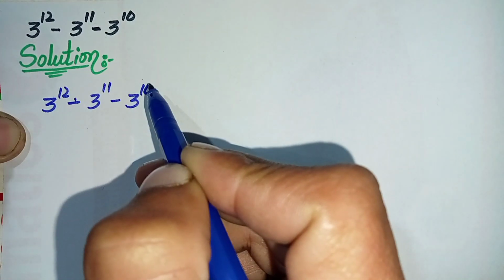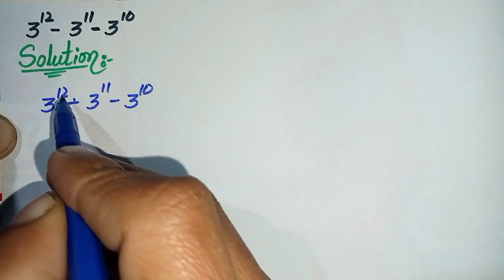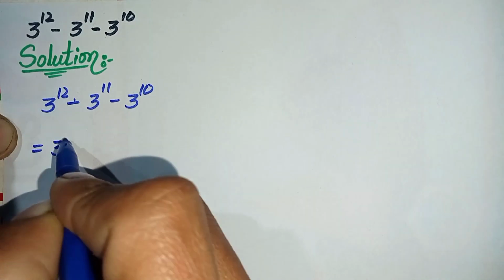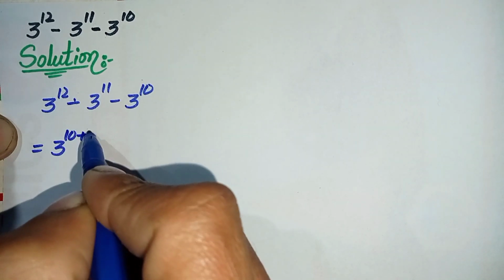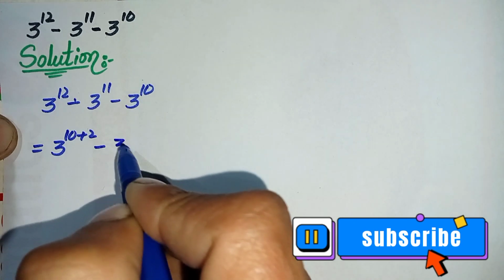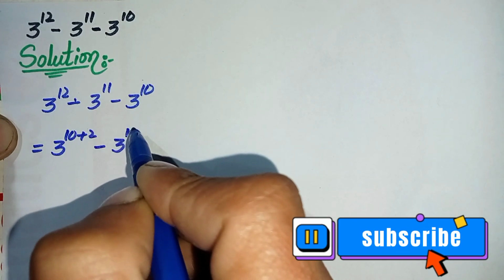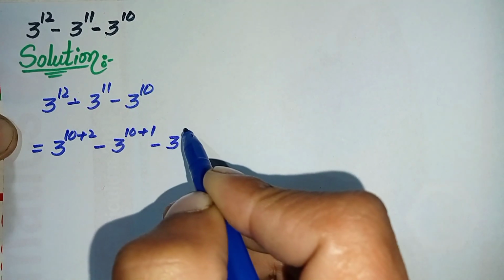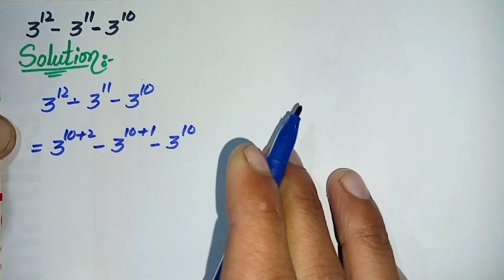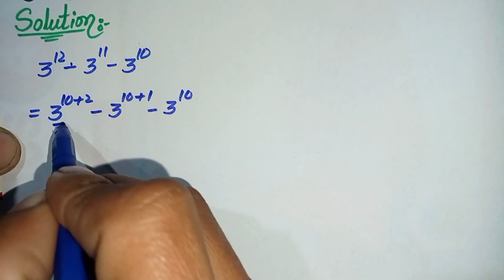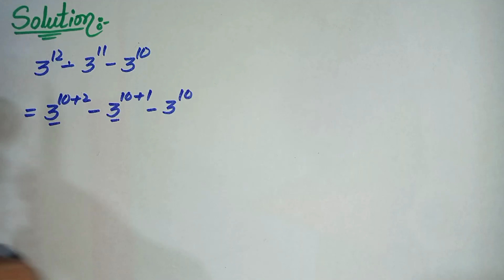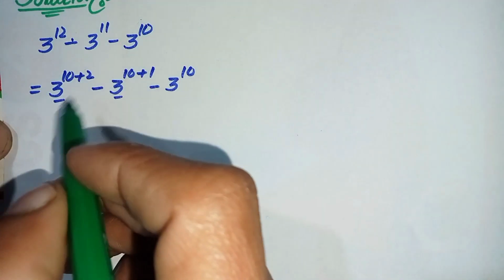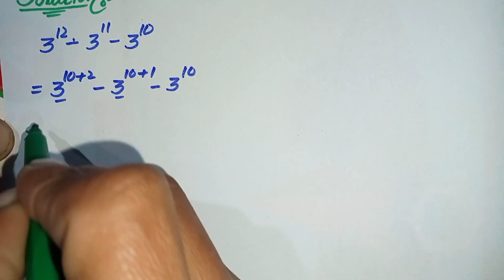First of all, we can write the powers of 3 as: we can write 12 as 10 plus 2, minus 3 raised to power, we can write 11 as 10 plus 1, minus, and 3 raised to power 10 will be the same. Now here in these two terms we will use a famous exponential math property to split the powers on the base.